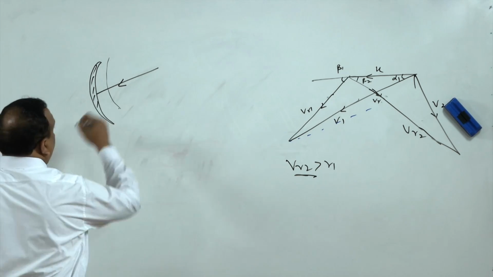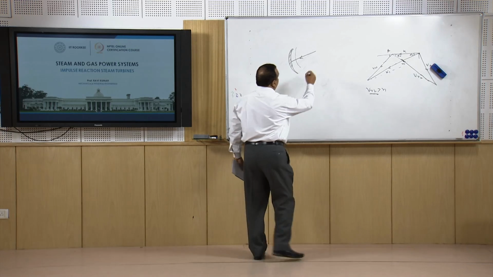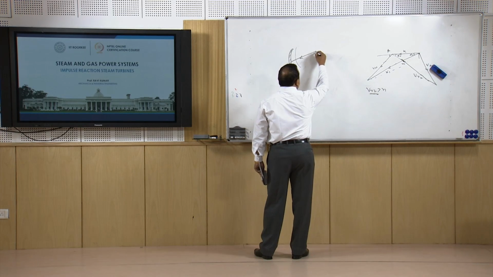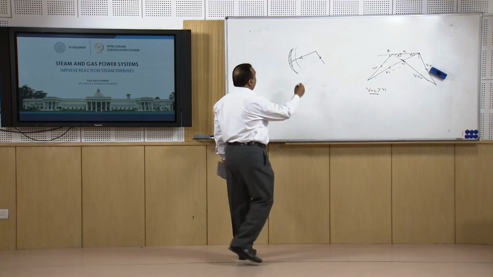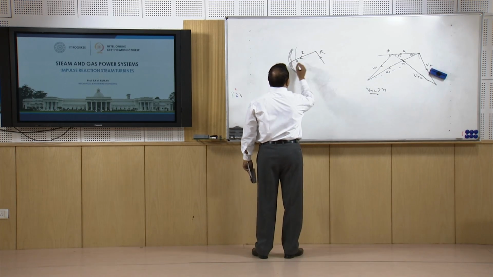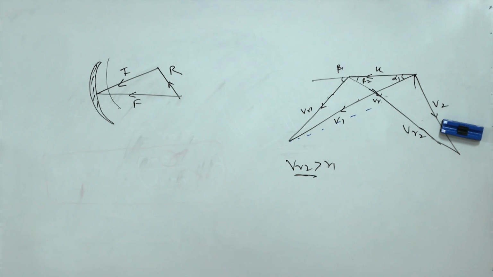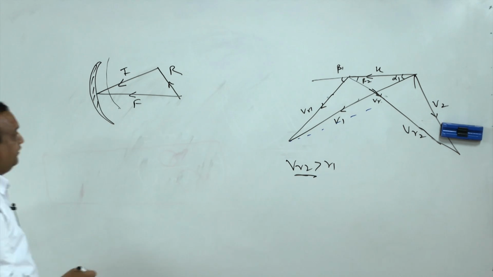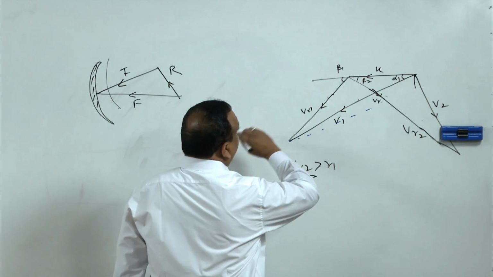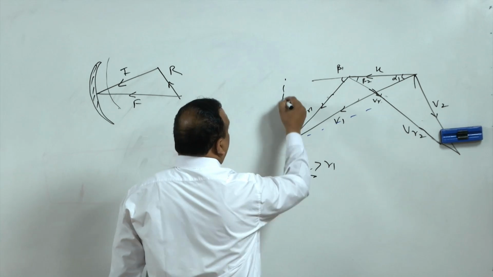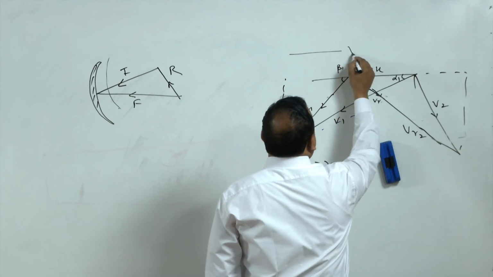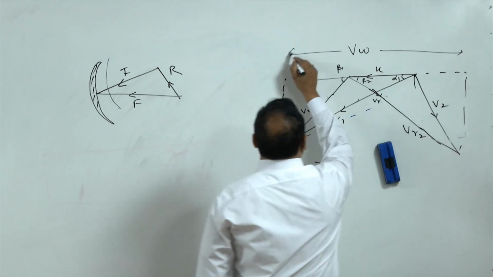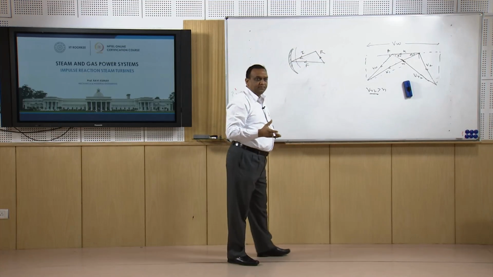Now, the impulse force works in this direction, and the reaction due to pressure drop works in this direction. The addition of this impulse force and this reaction force is the net force exerted on the blade. And for calculating the power developed in this turbine, we will have to calculate the whirl component of the velocity, as we do in the case of impulse turbine.